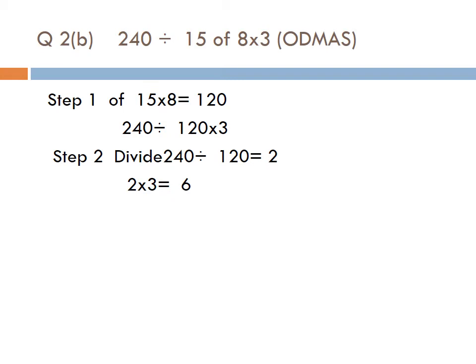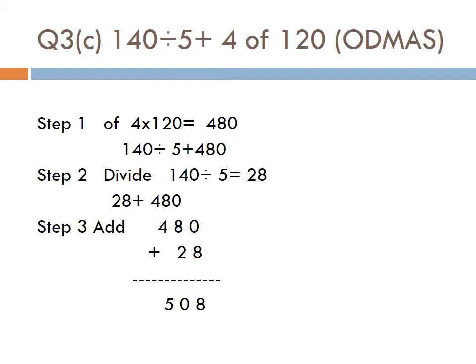240 divided by 120 multiplied by 3. Step 2, divide 240 and 120. Answer is 2. Step 3, multiply 2 with 3. Answer is 6. Again, first of all, you have to solve off. Okay? 15 8s are 120. Then divide. 240 divided by 120 is equal to 2. Then multiply. 2 multiplied by 3 is equal to 6 is the answer.